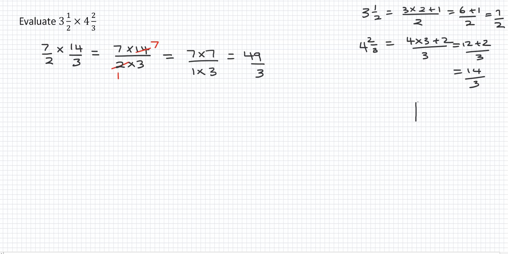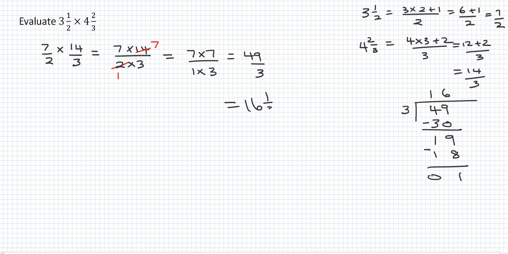And then we can also convert this to a mixed fraction. 49 divided by 3. How many 3's in 4? We have 1. 1 multiplied by 3, we have 3. We subtract. We put a 0 here. And then we have 9 and then 1. 19 divided by 3. There's 6 3's in 19. 6 times 3, that's going to be 18. We subtract. We have 1. So this is also the same as 16 1 over 3. So either of these answers is acceptable.